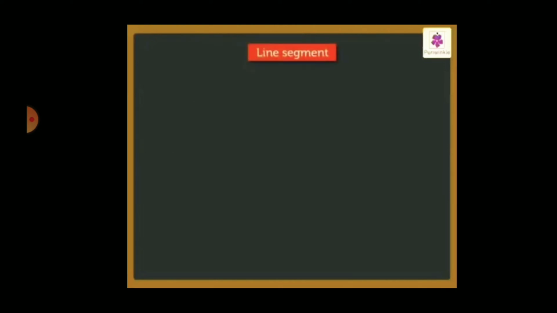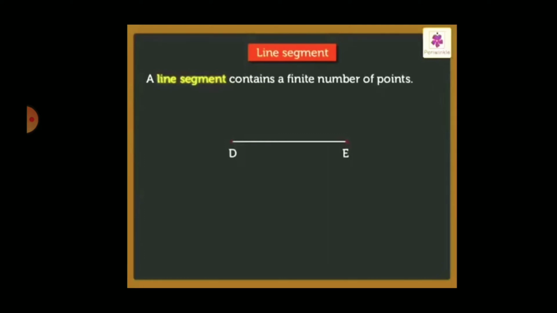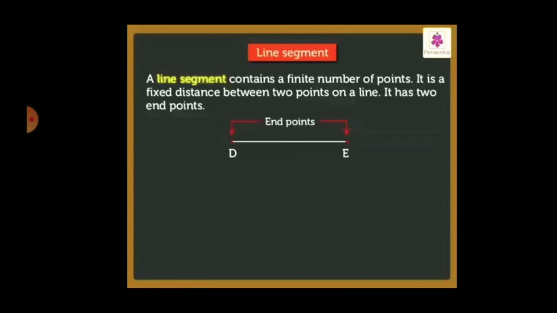Line segment. A line segment contains a finite number of points. It is a fixed distance between 2 points on a line. It has 2 endpoints. Here, DE is a line segment. It is written as DE or ED.